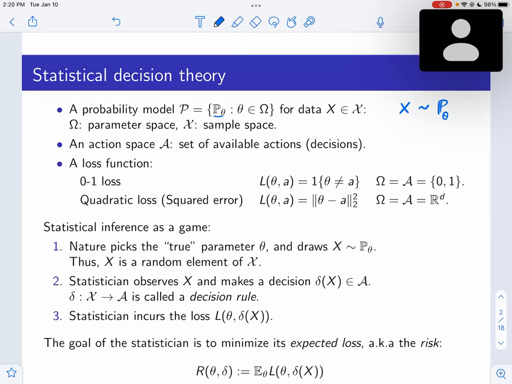Another name is distributions, right? If you think of this as a random variable, this would be the distribution of that random variable. So this is a random variable, a random vector, a random object distributed by P theta. We're going to make it a little more concrete, but that is what it means. Is this sort of clear? We're going to see a lot of examples.